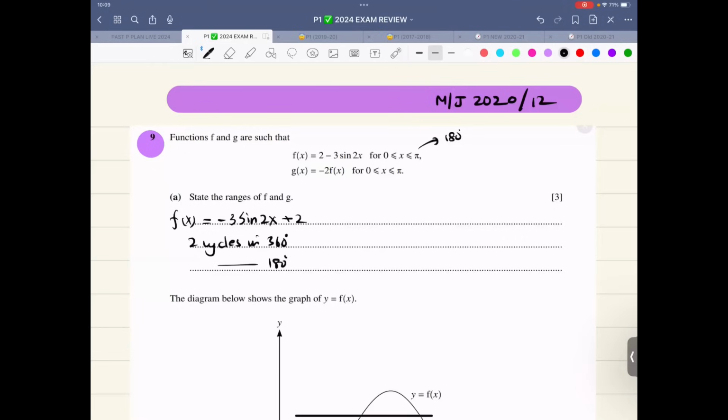Therefore, in 180 degrees, there should be half a cycle. Instead of 2 cycles, it should be half of 2, which is 1 cycle. That is the first thing.